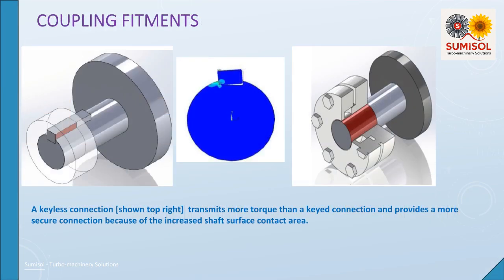A keyed connection will provide a positive stop until failure, whereas a keyless connection could allow slippage between the two mating parts. A keyless connection can transmit more torque than a keyed shaft due to more shaft surface contact. For precision meshing requirements, backlash may cause severe damage.